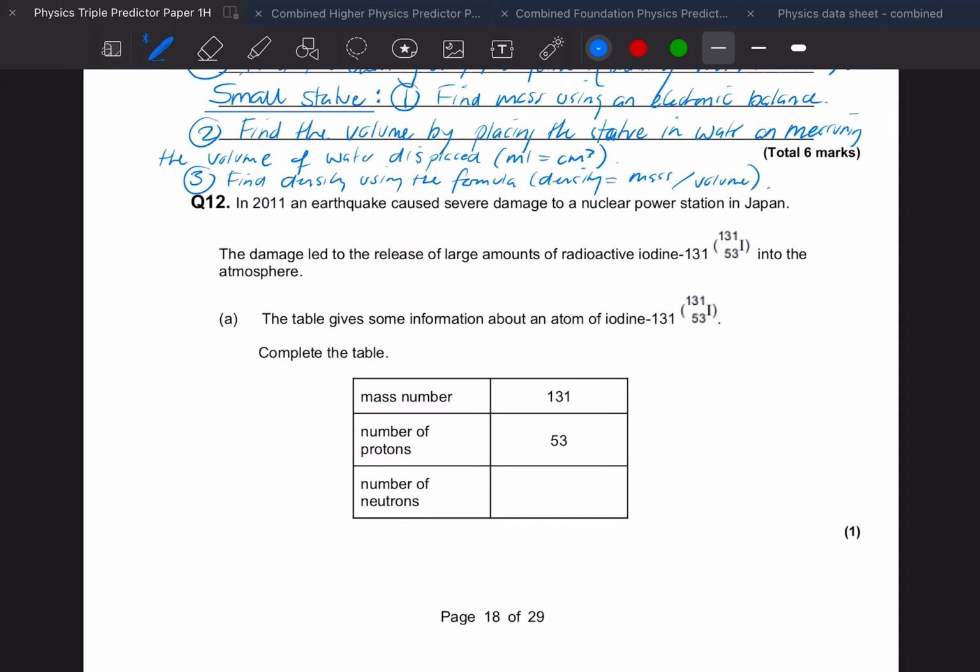Complete the table. So the mass number is 131. We know that because the top number is the mass number, which is protons plus neutrons, and the bottom number is the atomic number, which is just the protons. So mass number is 131, number of protons is 53, we're told that, and the number of neutrons we can figure out. Our mass number 131 minus 53 will give us our number of neutrons.